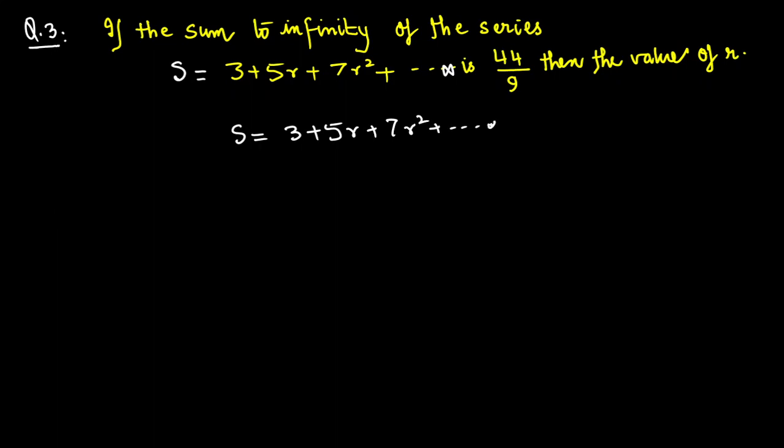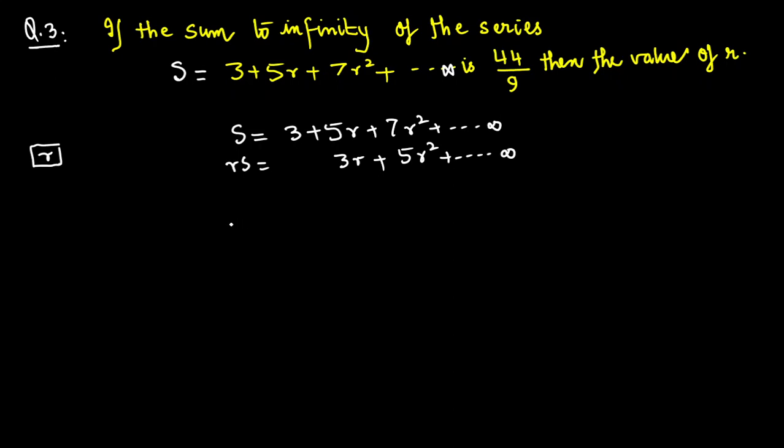How? Then you again say 3, 5, 7 is AP, 1, r, r square is GP, so it is AGP. So the common ratio of GP is r. Again multiplied both sides by r, so it becomes r into s. This 3 multiplied with r becomes 3r. 5r multiplied with r becomes 5r square, and it keeps on increasing to infinity.